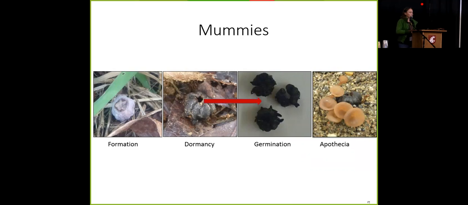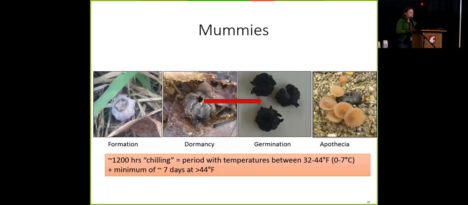Now, in order to go from this dormant stage to germination, there are several conditions documented that are required. These are the requirement of 1,200 hours of so-called chilling, which is a period of temperatures between 32 and 44 Fahrenheit, plus a minimum of about 7 days of over 44 Fahrenheit. So these are conditions needed for these dormant mummies to be able to develop these mushrooms, which will be important later in this talk.